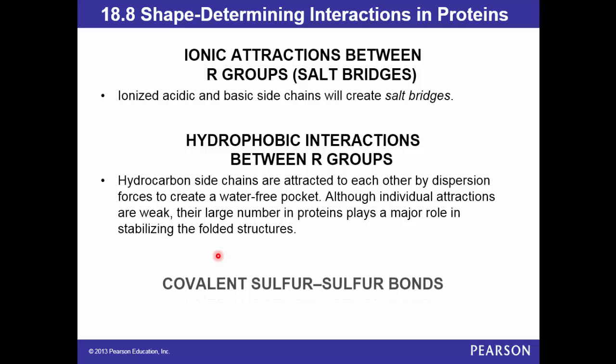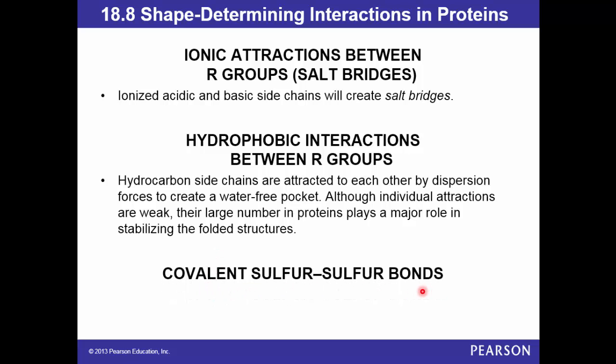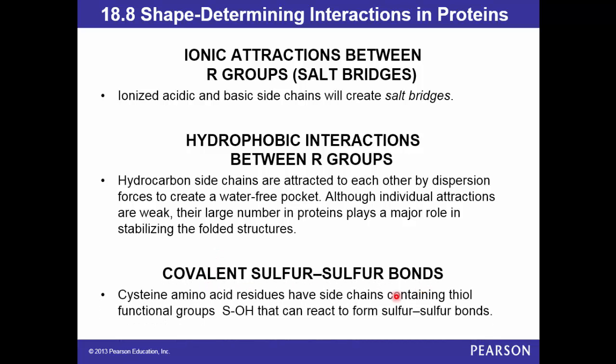Although individual attractions are weak, their large number in proteins plays a major role in stabilizing the folded structure. Covalent sulfur-sulfur bonds, the one I told you about, occur between cysteine amino acid residues, which have side chains containing thiol functional groups that can react to form sulfur-sulfur bonds.